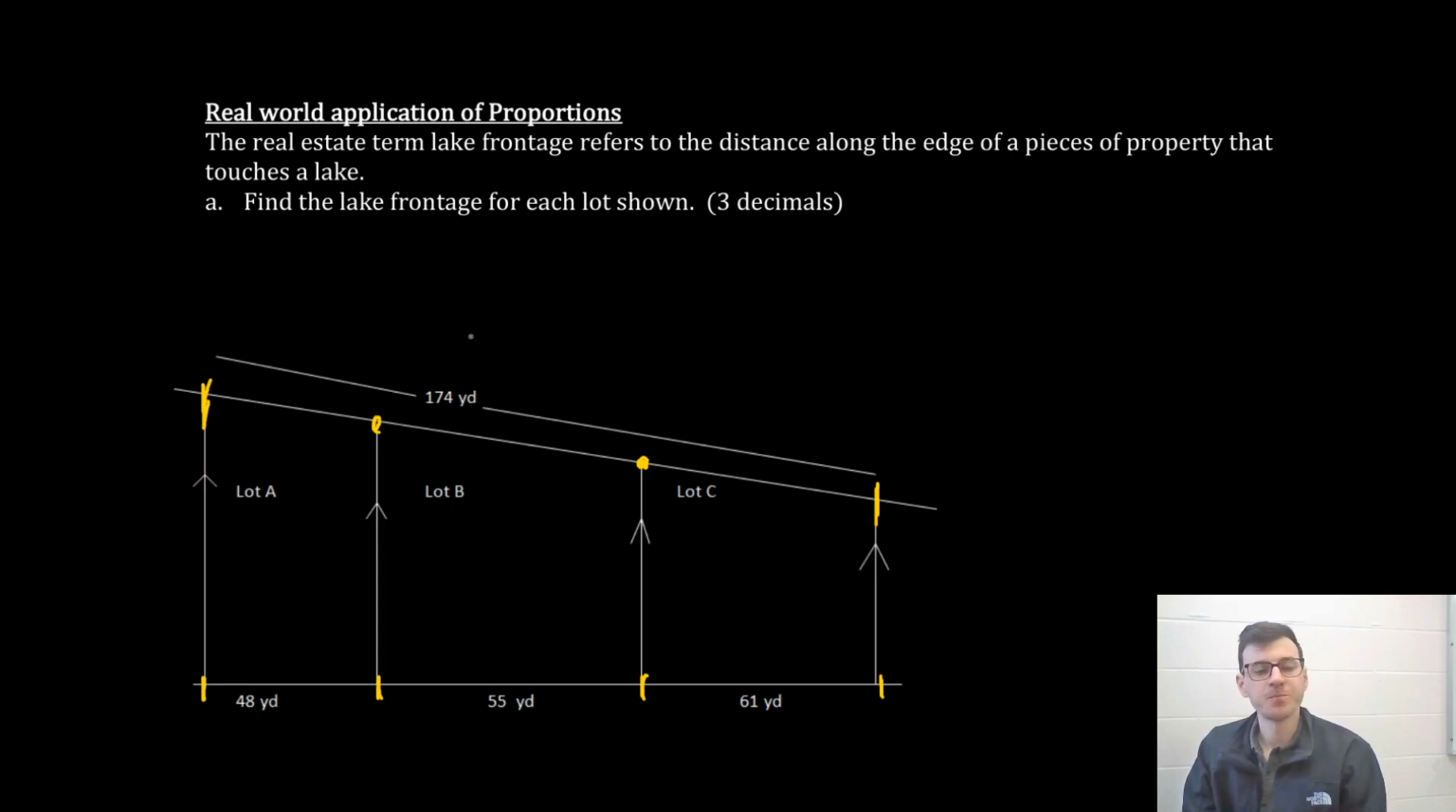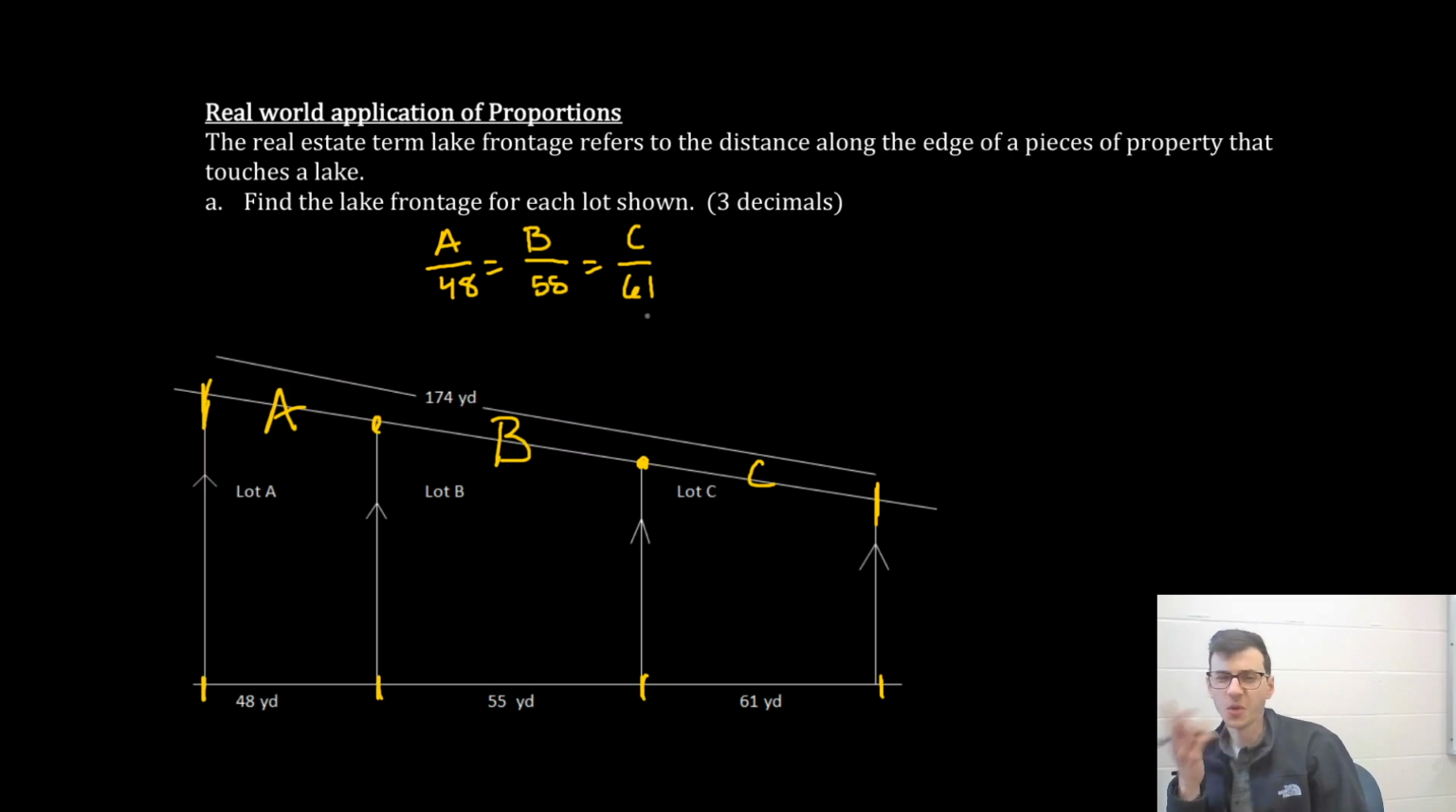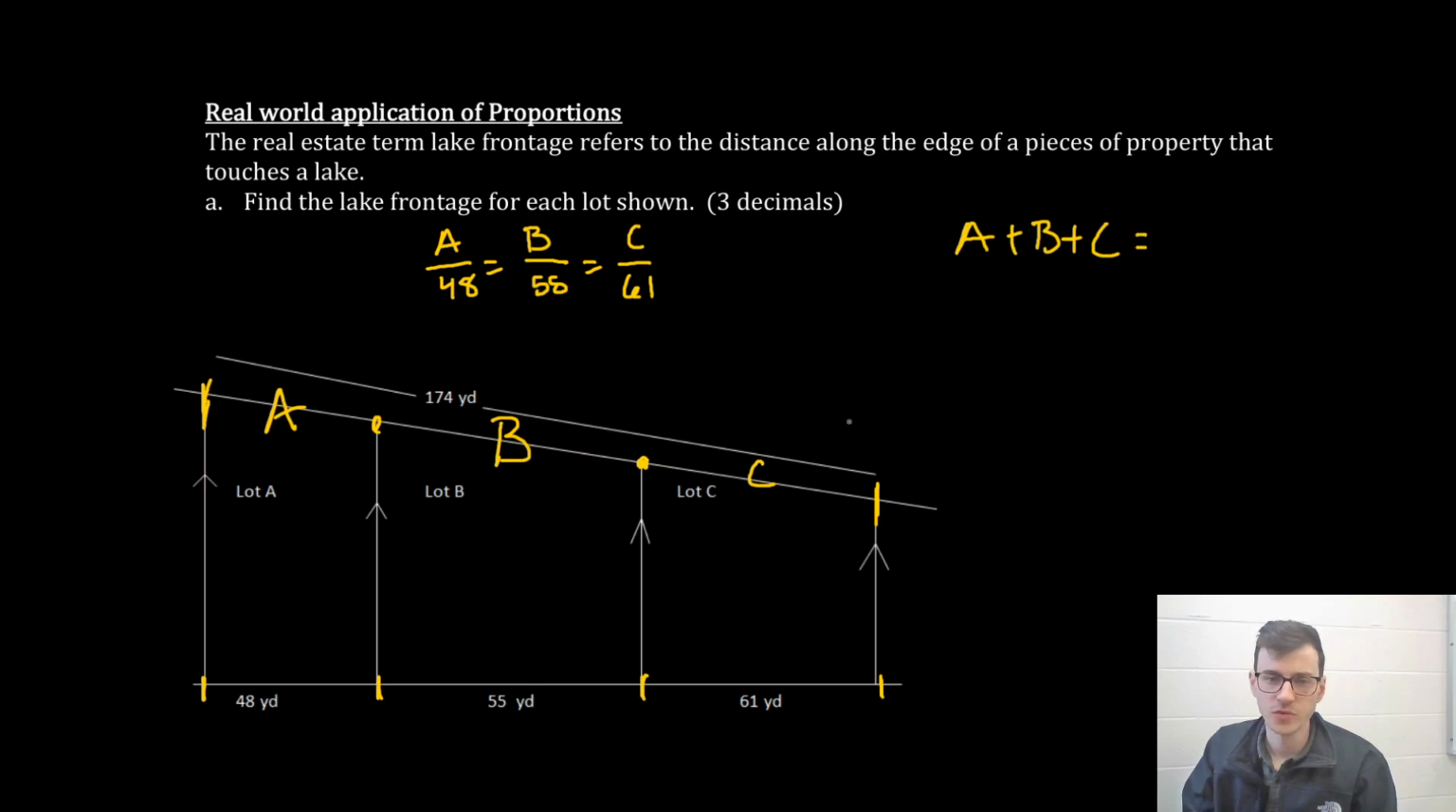So let's do that. Well, you might think of it like this. Okay, let's call this A, let's call this distance B, and this distance C. A over 48 equals B over 55 equals C over 61. Now, that's only one equation, and I've got 3 variables. It doesn't help me out a lot. But we do know this total length, right? I know that A plus B plus C is equal to 174.